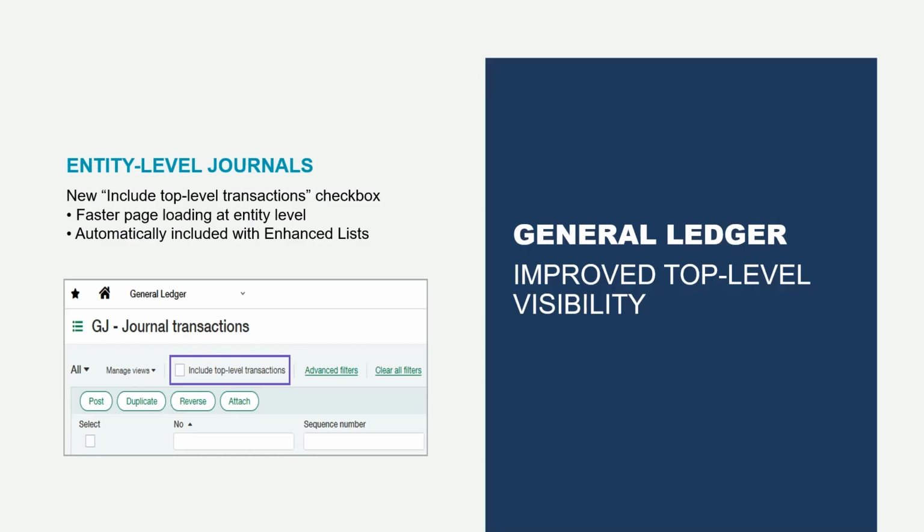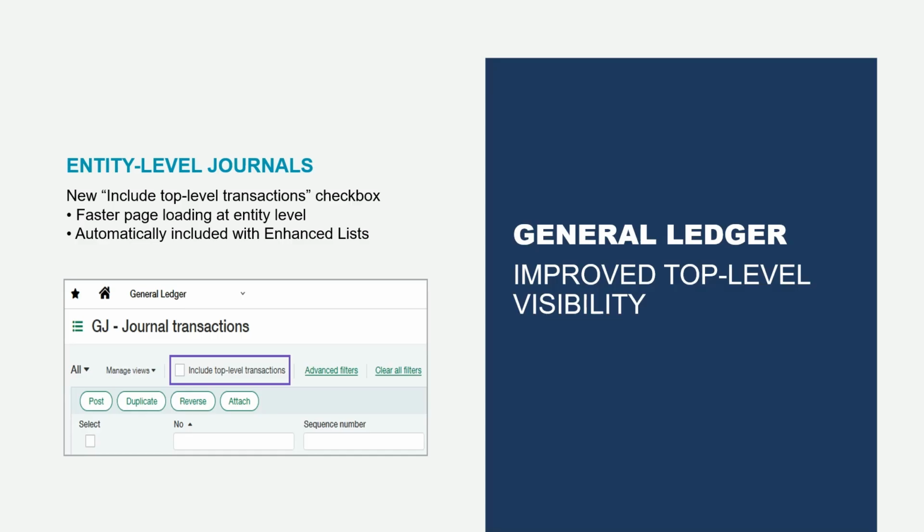New functionality within the general ledger, there is a change that really helps speed up working within entity level. So in the journal transactions list in the general ledger, it now has an include top levels checkbox. By default, this is unchecked to make the page load faster. If you want to see group level journals whilst viewing an entity, all you need to do is tick that box. If you are already using the enhanced lists that I just showed you, you don't need to worry about this. Those automatically include those top level transactions anyway.